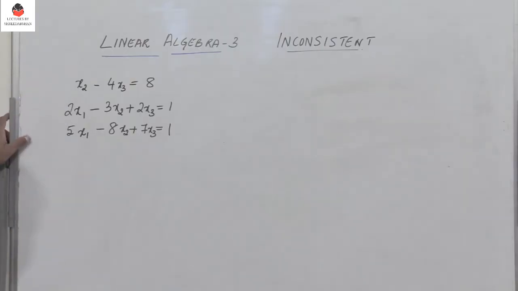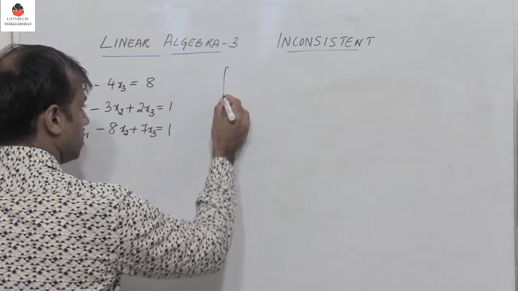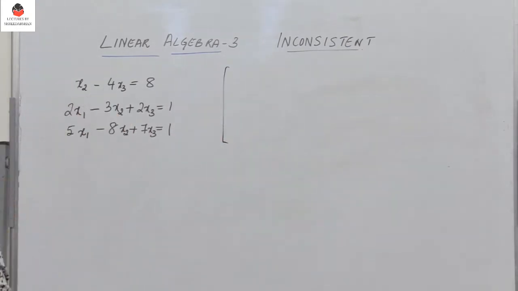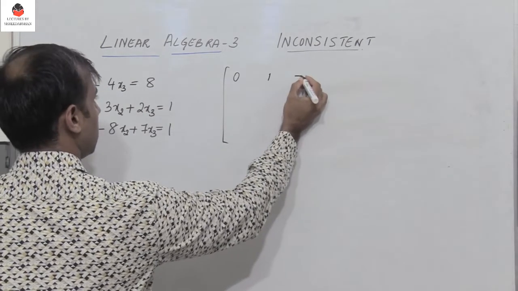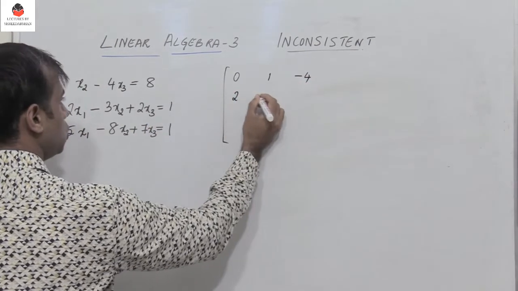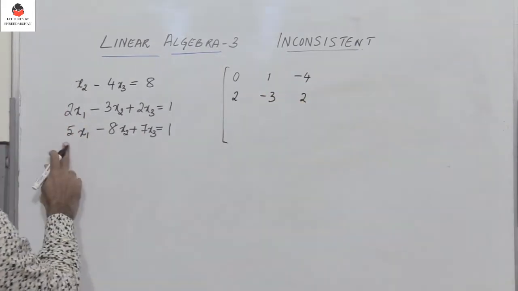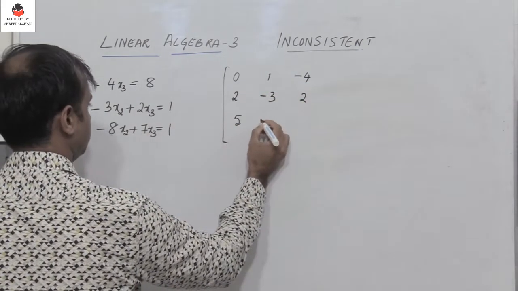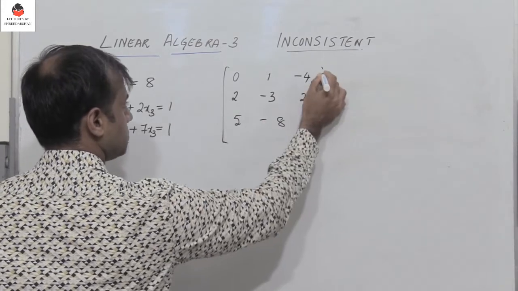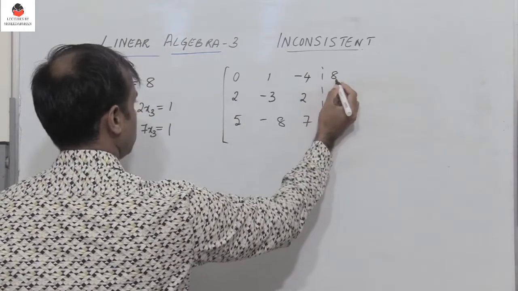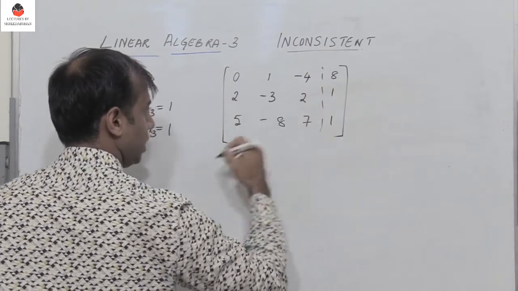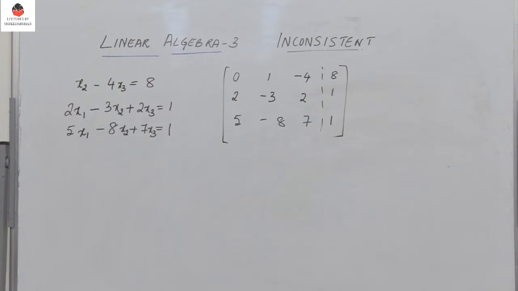Now here I have a system of linear equations. First, let us write the augmented matrix. To write the augmented matrix, I consider the coefficients of the variables x1, x2, x3. So for the first equation, I have 0, 1, minus 4. And then you have 2, minus 3, 2. And then I get 5, minus 8, 7. Now this becomes the coefficient matrix. And I also include the RHS, which is 8, 1, 1, and thereby we get the augmented matrix.